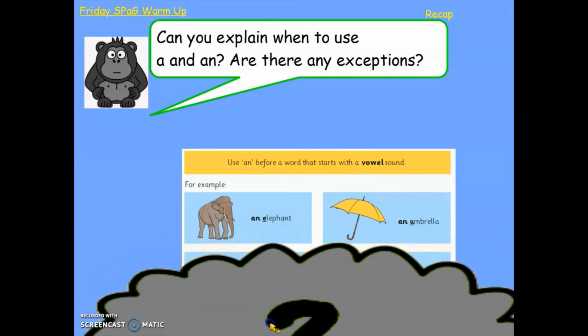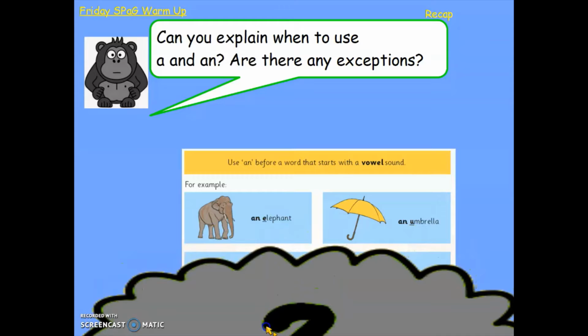We need to use an before a vowel sound. For example, an elephant. Elephant begins with an E sound. An umbrella. Umbrella is a U, makes an U sound, therefore we need to use the article an.